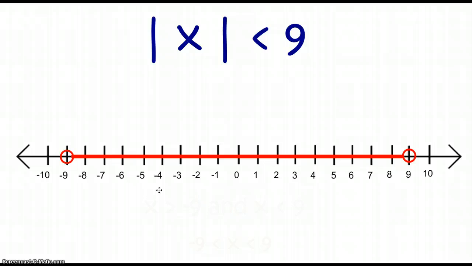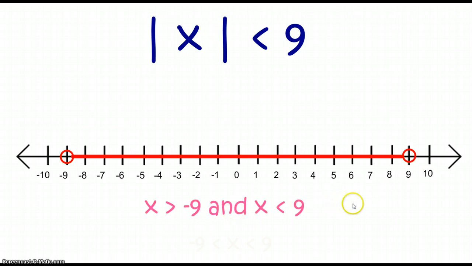For instance, if we plug in -4, the absolute value of -4 is 4, which is less than 9. We use open circles for our endpoints because the less than does not include the or equal to. Our solution is a compound inequality. X is greater than -9 and x is less than 9. We can write it in another form as well, with the x in between -9 and 9.